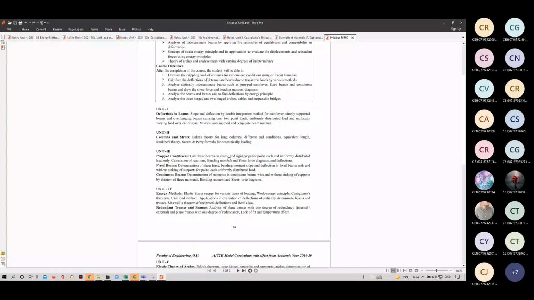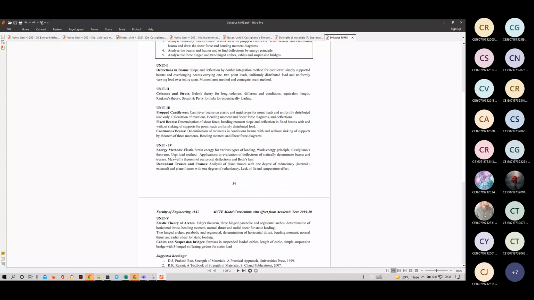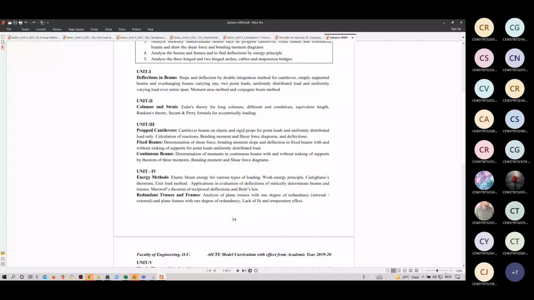So unit 4 has energy methods. All right. And within the energy methods, we have the work energy principle, Castigliano's theorem, and the unit load method. Of these, Castigliano's theorem is the most important, and next is the unit load method. Okay, unit load method is the principle of virtual work.